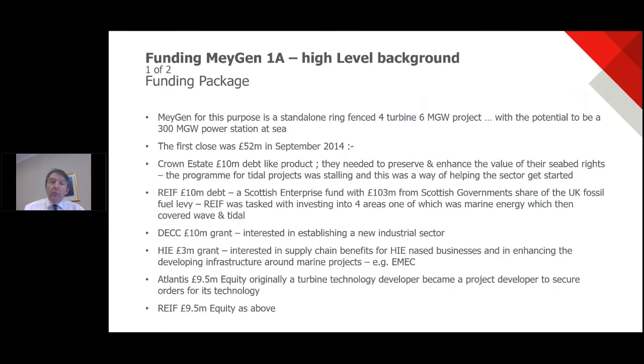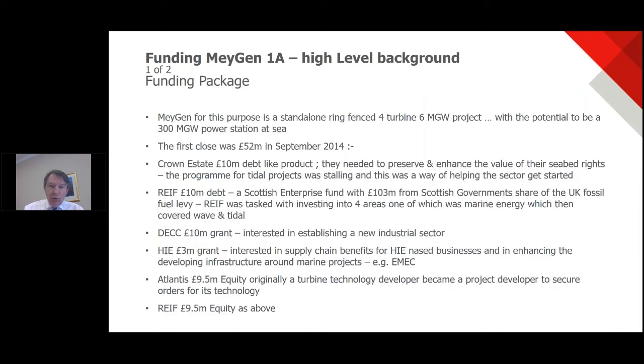That was made up of the Crown Estate, who did a £10 million debt-like product, effectively debt. Now, I think it's important that we record my views, at least, on the reasons that they were all involved. Crown Estate, in my view, needed to preserve and enhance the value of their seabed rights. The whole programme for tidal energy projects, for ocean energy projects generally, was stalling. And they came up with an innovative way of trying to encourage that sector. And the MeyGen project was the beneficiary of that.